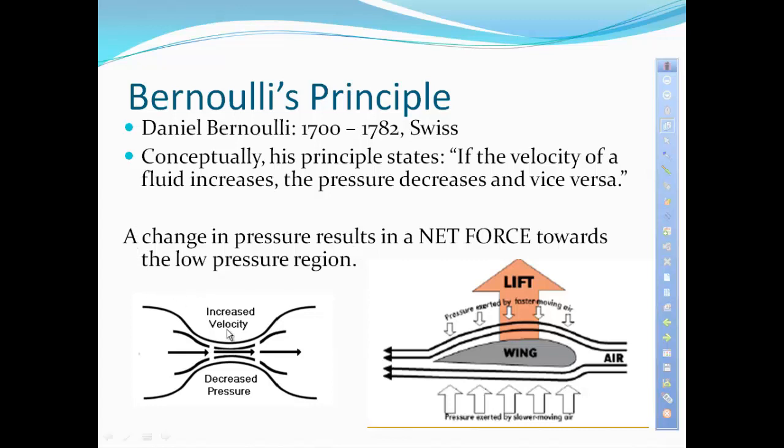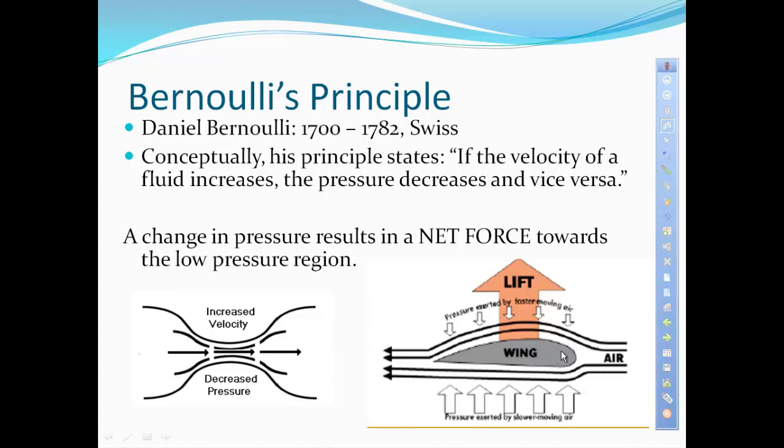Here is a graphic that kind of explains that. As the speed here is increasing, you have a decreasing pressure. This is kind of the idea behind how airplanes get off the ground. We have the wing of an airplane here.